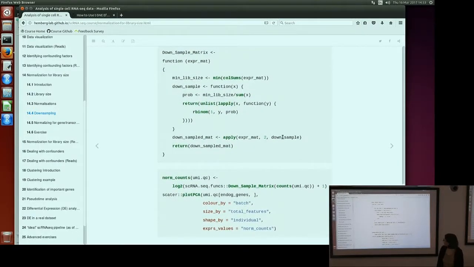So this is a function for doing this. First we calculate the minimum library size, and we find the relative size of each library compared to the minimum library size. And then here we're using the binomial distribution to randomly downsample.